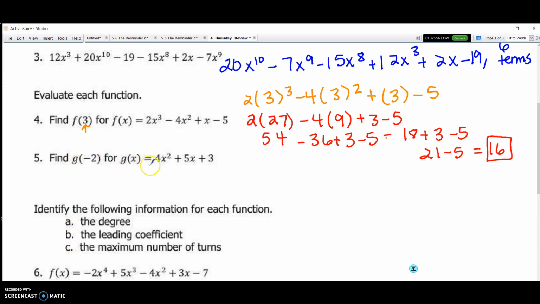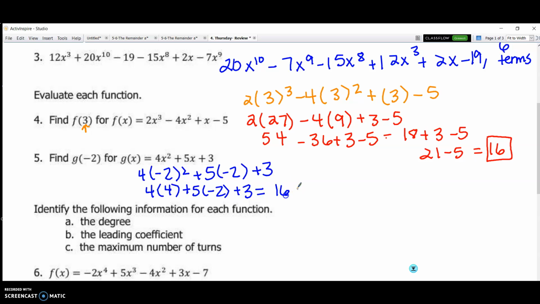Okay, g of negative 2, so now I'm going to plug in negative 2. When we square a negative, it becomes a positive. So 4 times positive 4 plus 5 times negative 2 plus 3. That would be 16 minus 10 plus 3. 16 minus 10 is 6 plus 3, which is going to be 9.